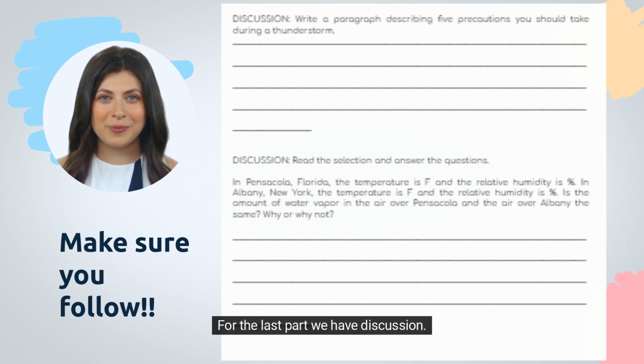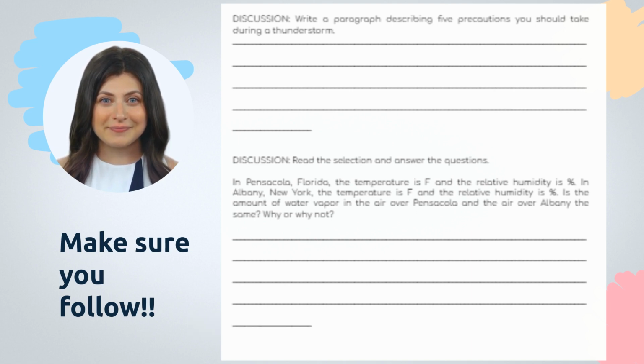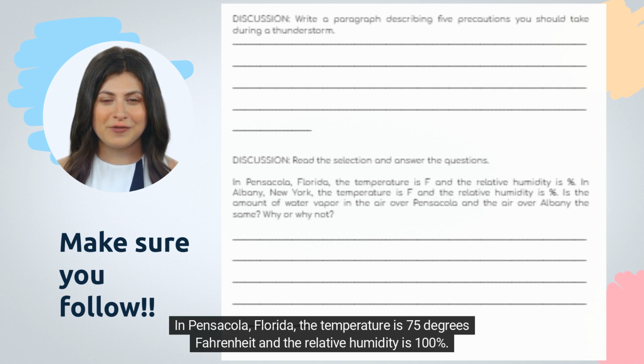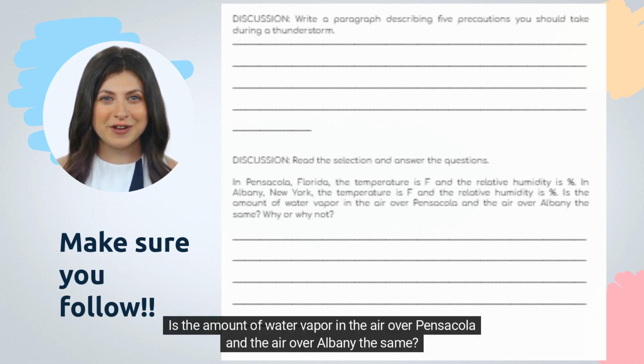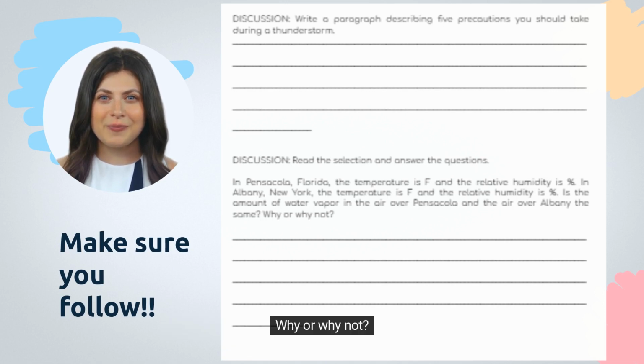For the last part, we have discussion. Read the selection and answer the questions. In Pensacola, Florida, the temperature is 75 degrees Fahrenheit and the relative humidity is 100%. In Albany, New York, the temperature is 40 degrees Fahrenheit and the relative humidity is 100%. Is the amount of water vapor in the air over Pensacola and the air over Albany the same? Why or why not?